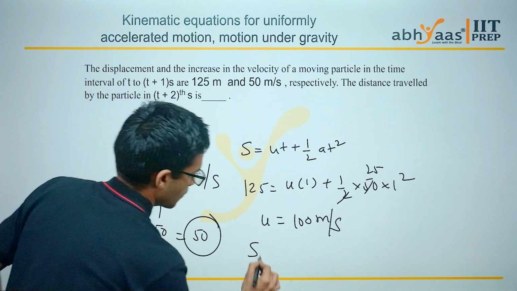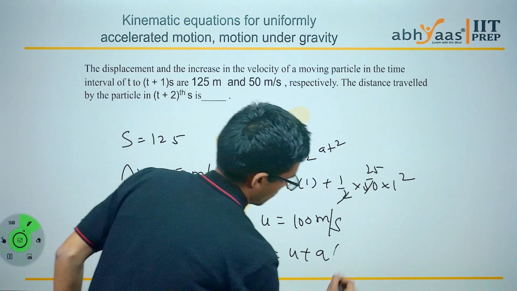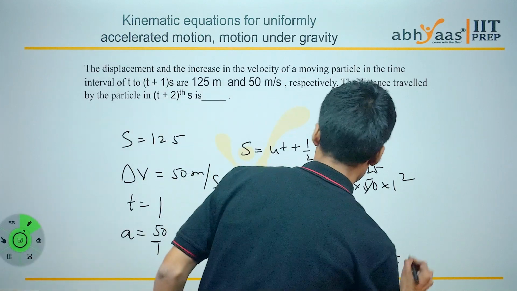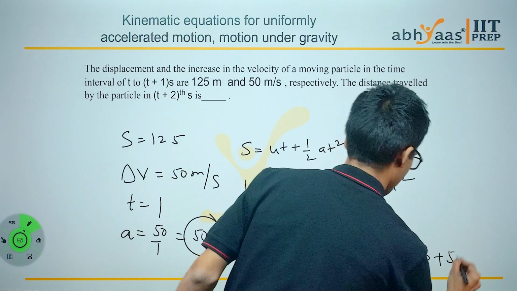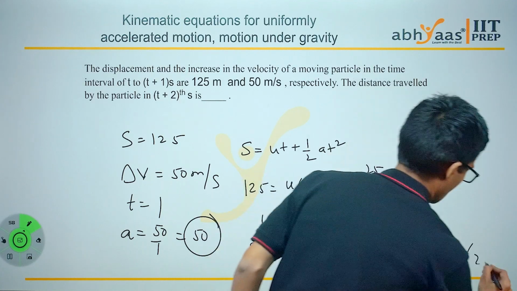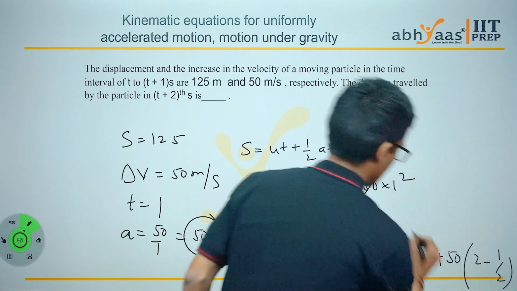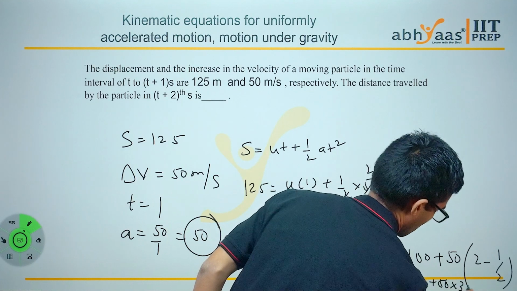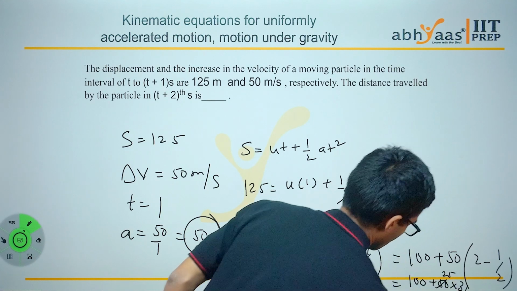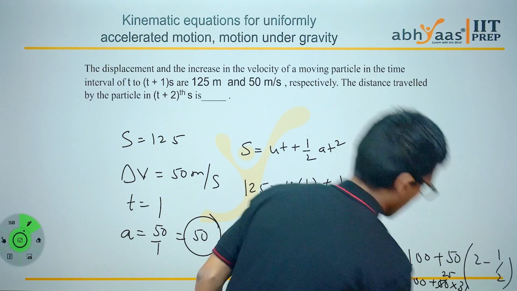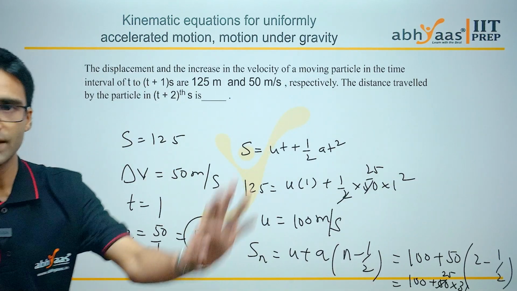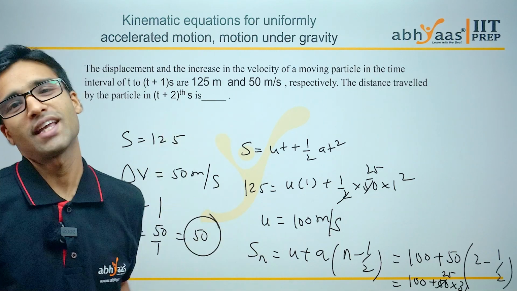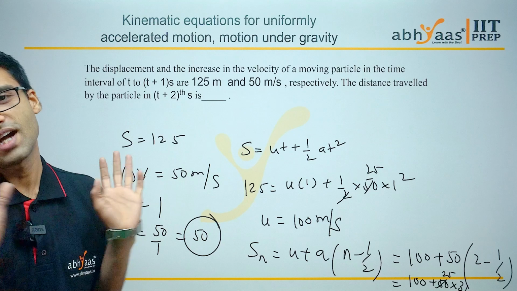So n is equal to u plus a into n minus half. U is how much? 100 plus a is 50. So n is 2 minus 1 by 2. That is 100 plus 50 into 3 by 2. 25 3s, 175 meters. So in the nth second, 175 meters it has traveled. I didn't do much anywhere. Same kinematic equations I applied with the simple data that is given.